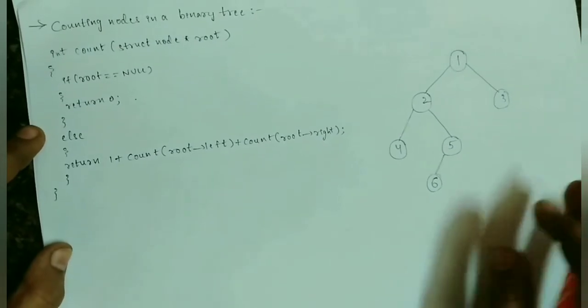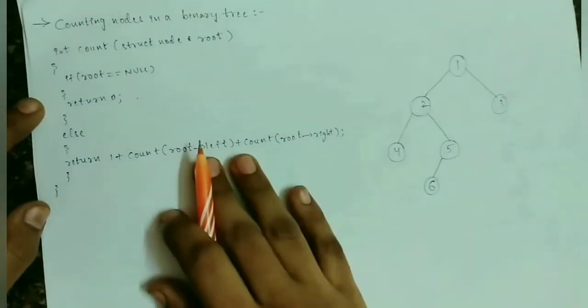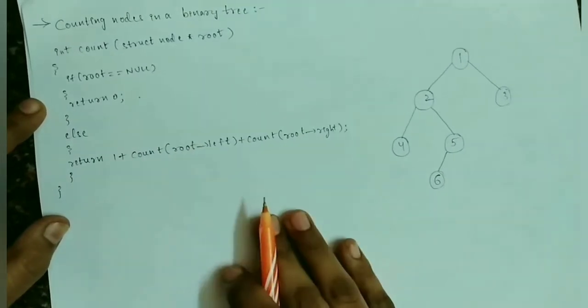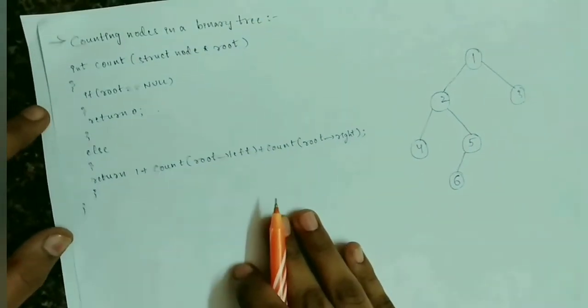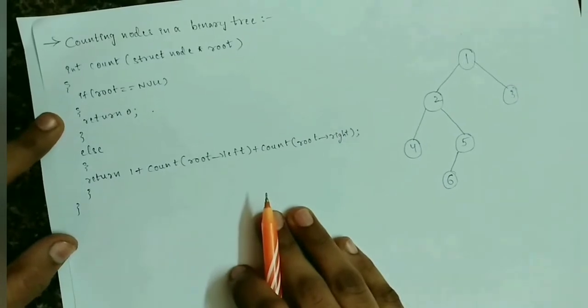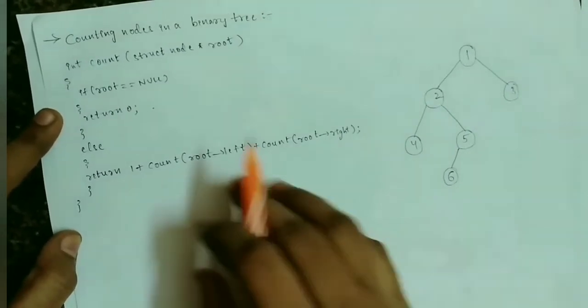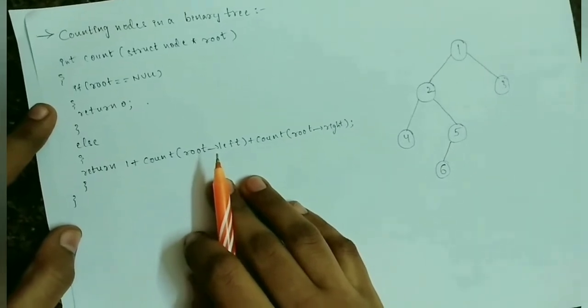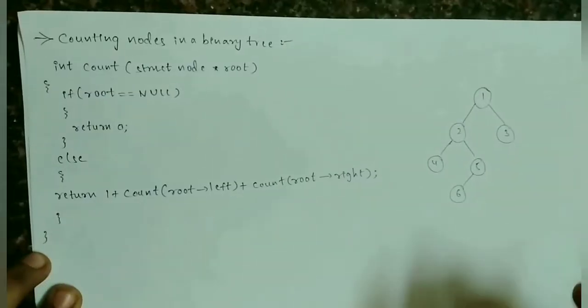Let us see how it works. This is the code for counting the number of nodes in a binary tree. Let us see by tracing it with an example. Here I am using a recursive function to solve the program very easily. Let us work on it.